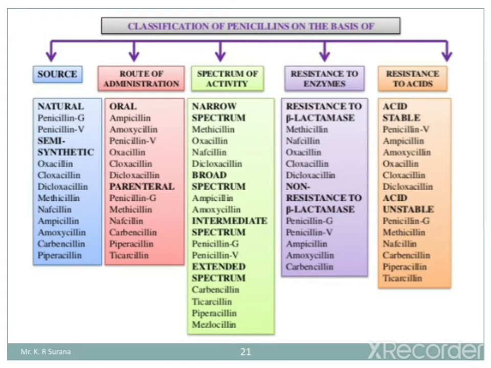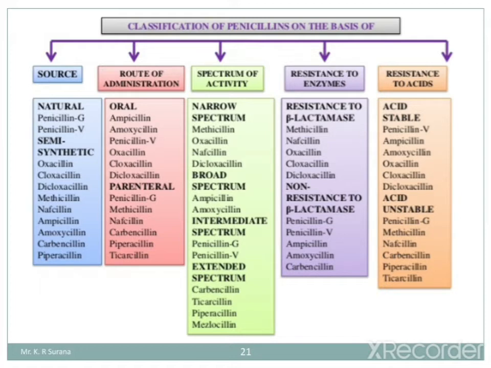Second is on the basis of route of administration. Penicillins are classified into two subcategories: oral penicillins and parenteral penicillins. Examples of oral penicillins are ampicillin, amoxicillin, penicillin V, oxacillin, cloxacillin and dicloxacillin. In parenteral penicillins, there are penicillin G, methicillin, nafcillin, carbenicillin, piperacillin and ticarcillin.